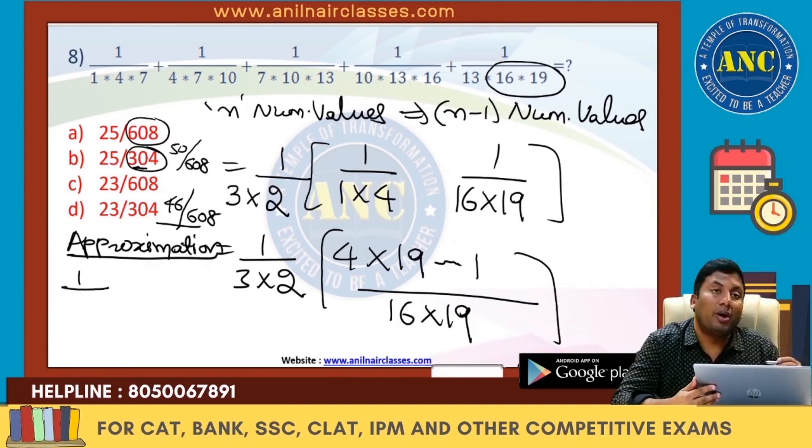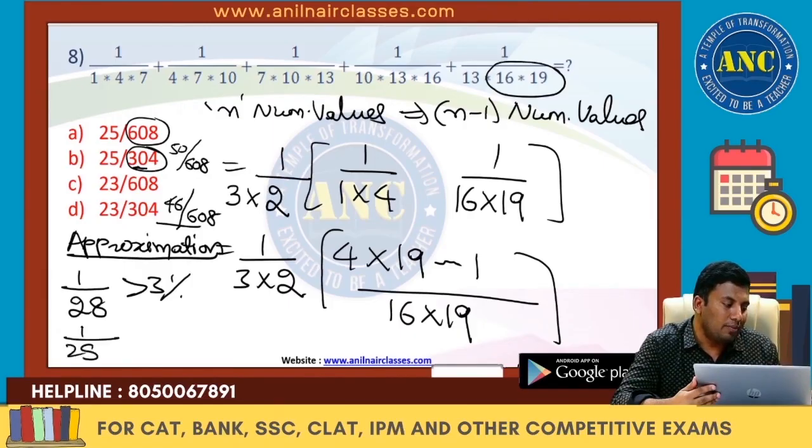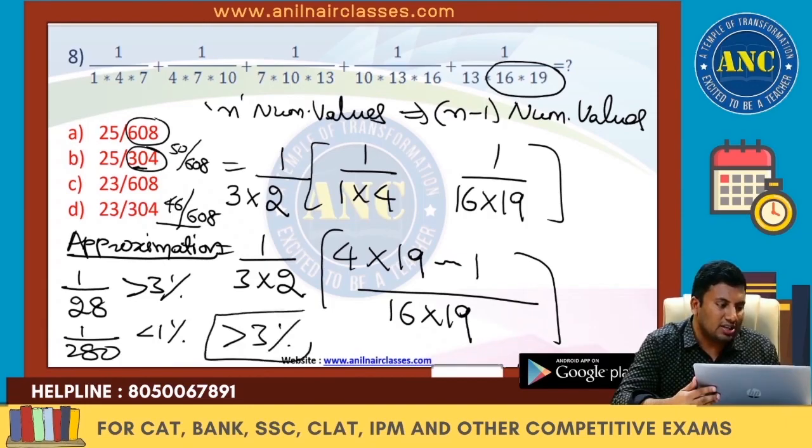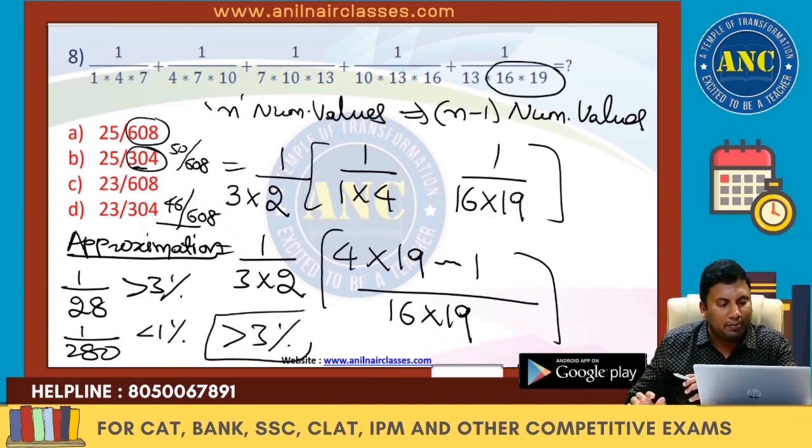1 by 1 into 4 into 7 is 1 by 28, greater than 3%. 1 by 280 is just less than 1%. So the answer has to be just greater than 3%.